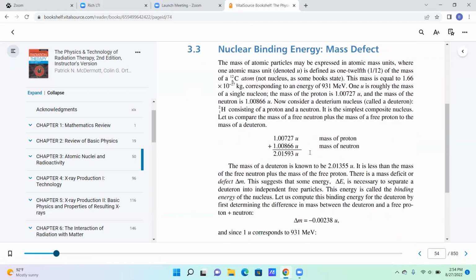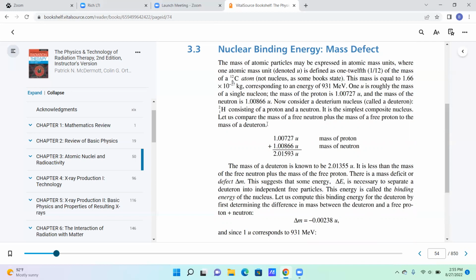So when it comes to binding together particles within the nucleus, we come up with something called a mass defect. The mass of atomic particles may be expressed in AMUs, or atomic mass units, where that is defined as 1/12 of the mass of a carbon-12 atom. And it says the atom, not the nucleus. This mass is equal to 1.66 times 10 to the minus 27th kilograms, and it corresponds to an energy of about 931 MeV.